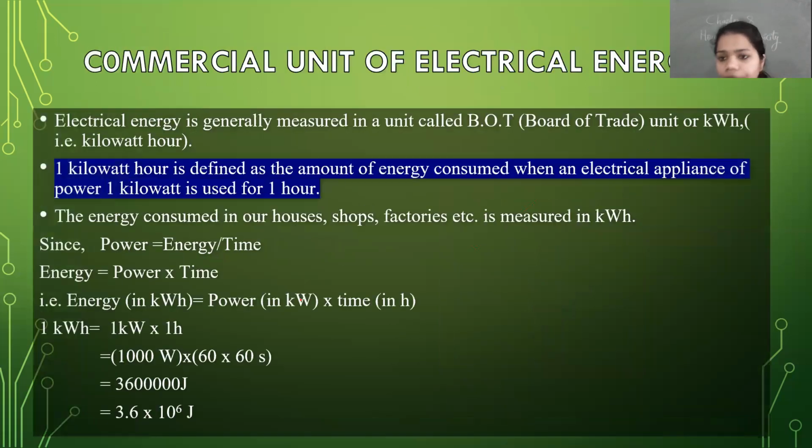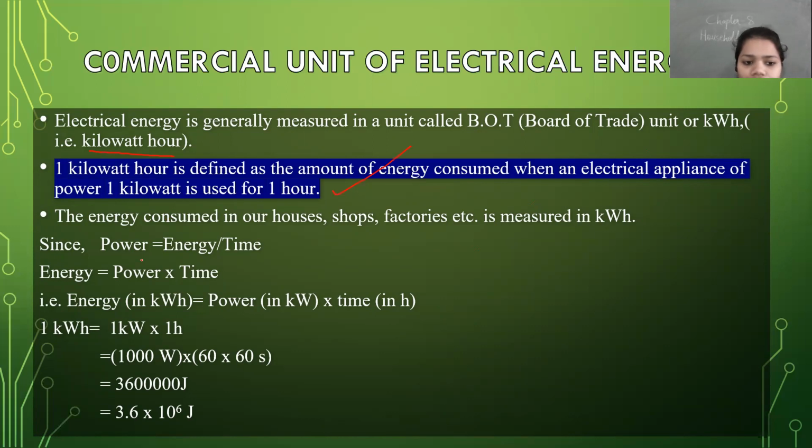Now, the commercial unit of the electrical energy which we are consuming is measured in kWh, that is kilowatt hour. 1 kilowatt hour is defined as the amount of energy consumed when an electrical appliance of power 1 kilowatt is used for 1 hour. The energy consumed in our houses or factories is measured in this kilowatt hour.